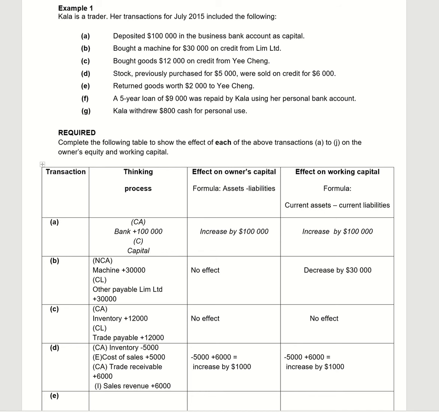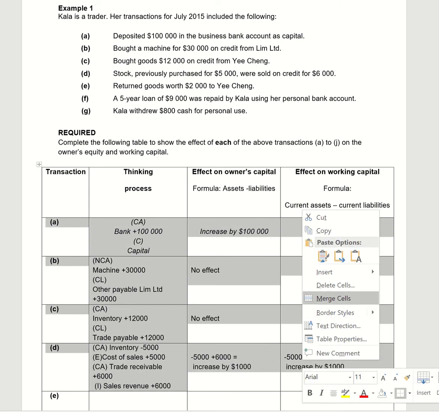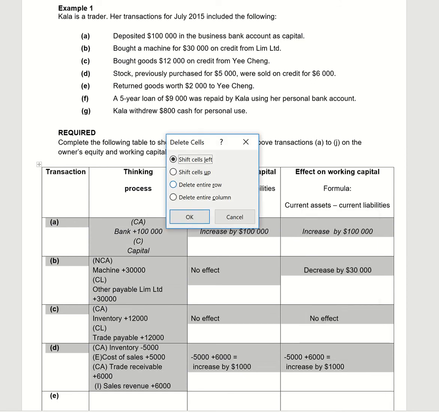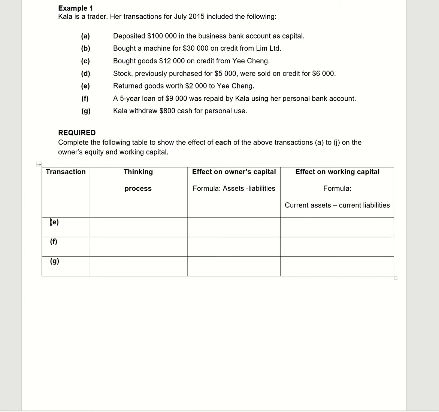Okay, now let's take a look at the rest of the transaction E, F, and G. So if you have already attempted the transaction, now you may want to check your answer with what I have here. So if business returns goods to Yi Ching, you must ask yourself who is Yi Ching. If I return goods to someone else, that someone must be our supplier. We must have bought goods from them previously, so now we are returning goods.